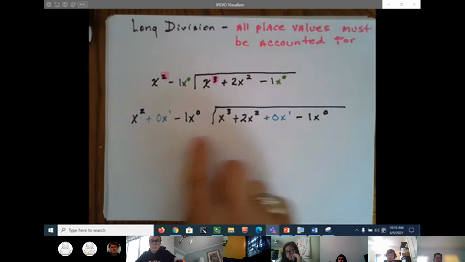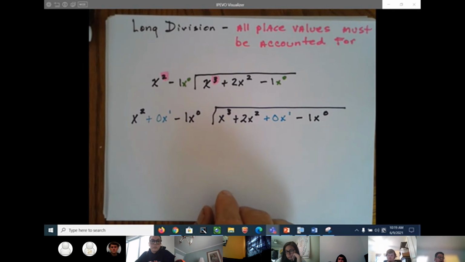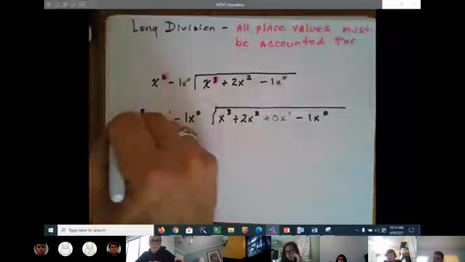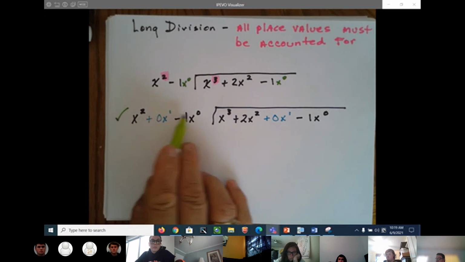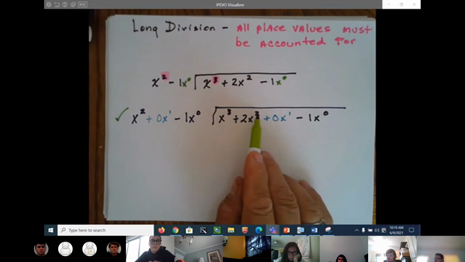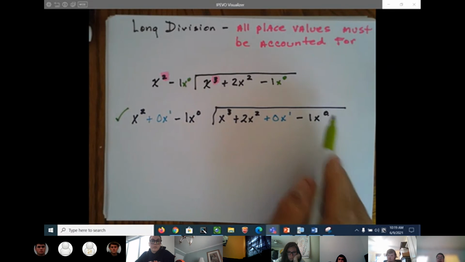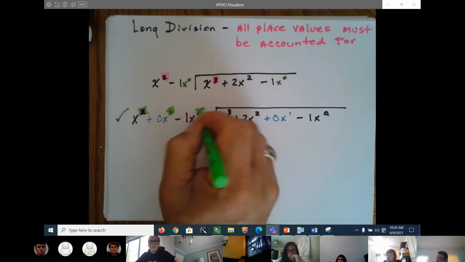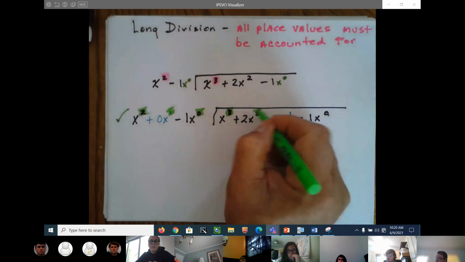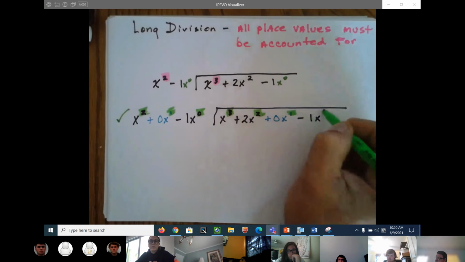Now, at this point, I'm going to put a big red check, a big green check mark because we have 2, 1, 0, 3, 2, 1, 0. And at this point, long division can be done. So I'm going to take my green highlighter and I'm going to put highlight there, there, and there. There, there, there, and there.